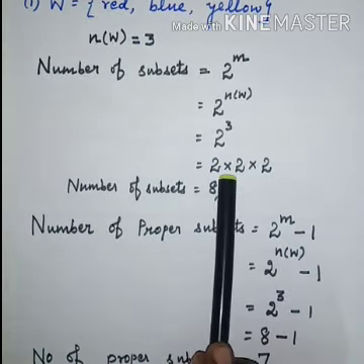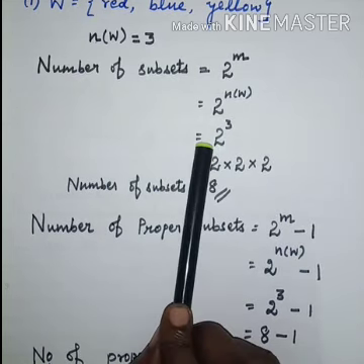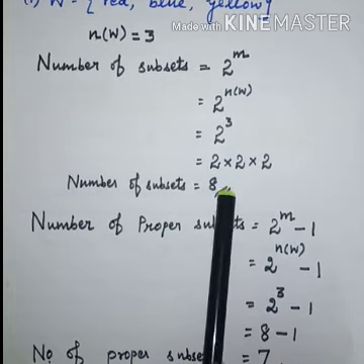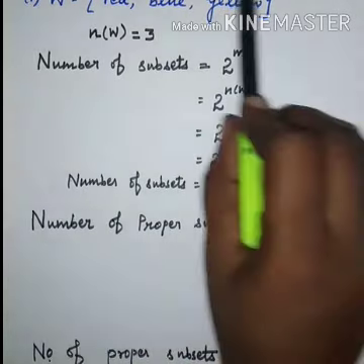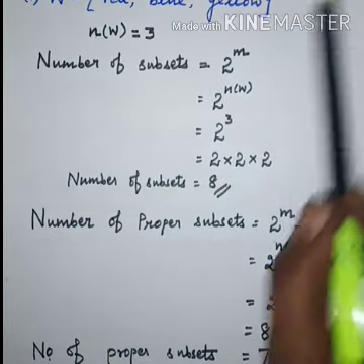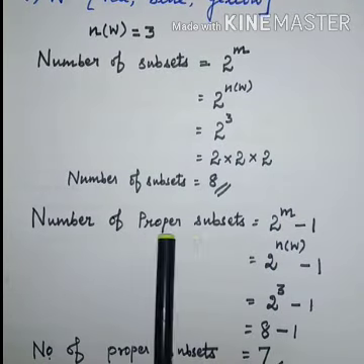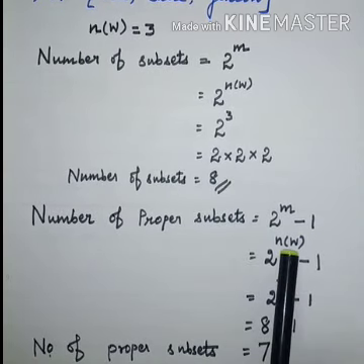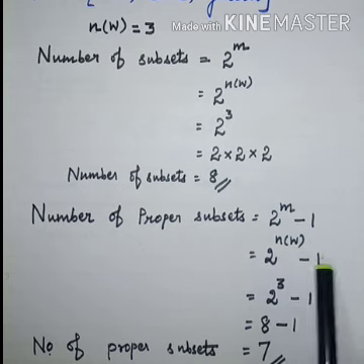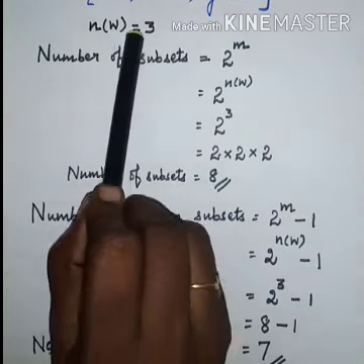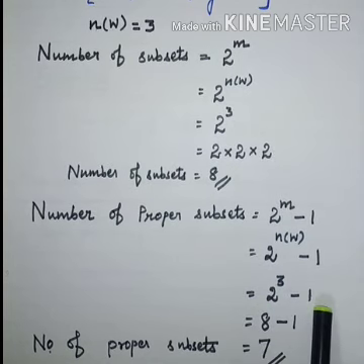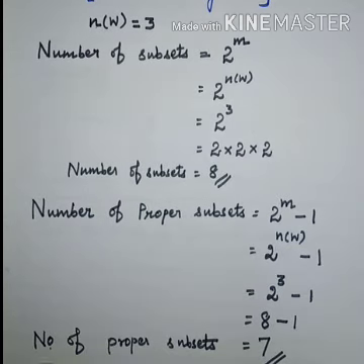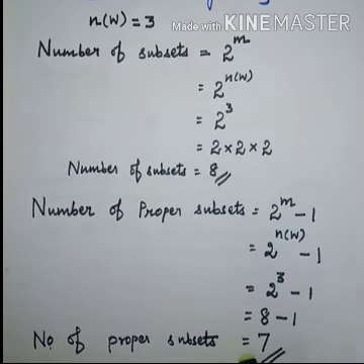2 cube is 2 into 2 into 2. We have to multiply this 2 three times. So 2 2s are 4, 4 2s are 8. Next, we have to find the number of proper subsets. The formula to find the number of proper subsets is 2 power m minus 1, which is 2 power n(W) minus 1. The number of elements in W is 3. 2 cube minus 1, 2 cube is 8, 8 minus 1 is 7. So the number of proper subsets is 7.